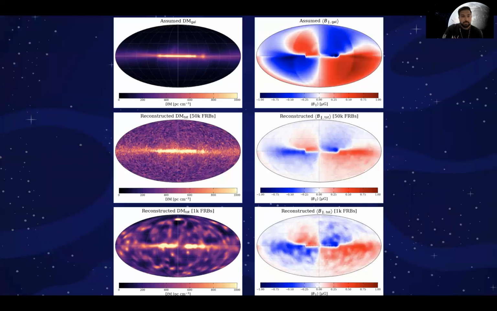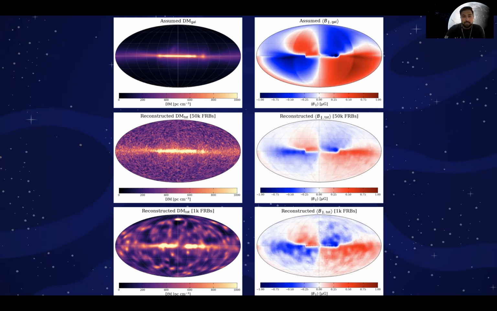Okay, so these are some of the results that we have. In the first row is just directly from our model, the baseline model that we're trying to recreate using our simulated observations. That's the DM sky on the left and the B parallel sky on the right. In the middle row is what we get if we use a reconstruction algorithm with 50,000 FRBs and 50,000 AGN. The bottom row is the same number of AGN, but with only 1,000 FRBs. So we're testing with variable FRB dataset sizes.